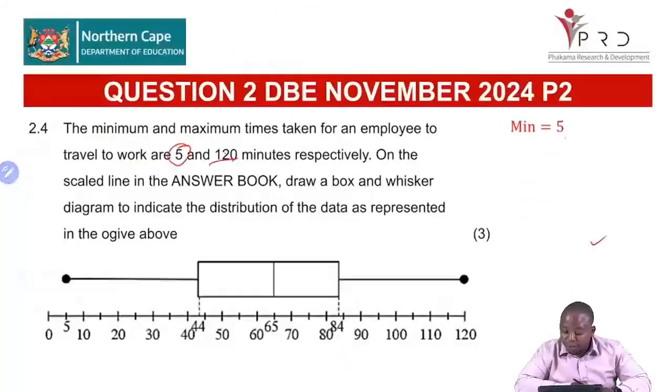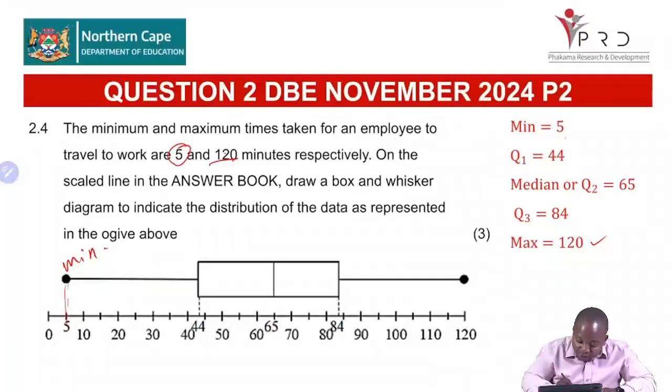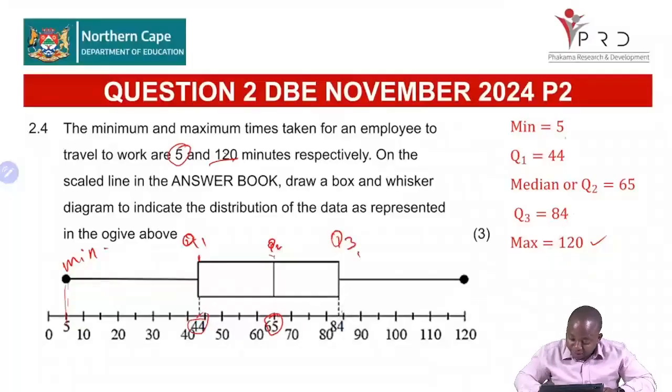Then we know that the minimum is 5. For Q1, we found it was 44. Q2 was 65. Q3 was 84. And the maximum was 120. So just put all those values. The minimum is 5, so we put in the 5. Q1 is 44, so that is the beginning of the box there. This is Q1, which is 44. Then Q2 is 65. This is Q2. And this is Q3, which is 84 in that case. Then the maximum value is going to be 120. So that's when you're going to get your 3 marks for the box and whisker.